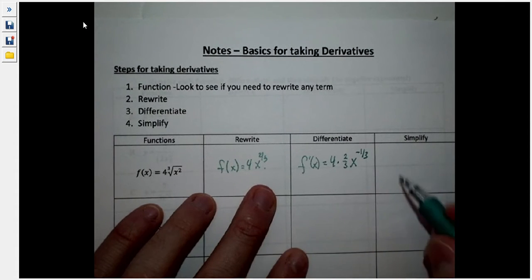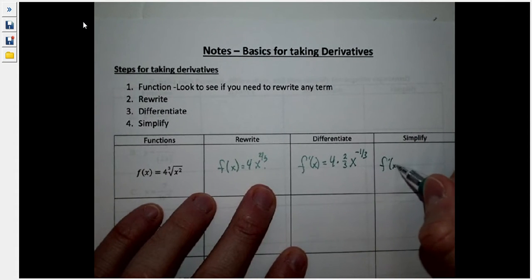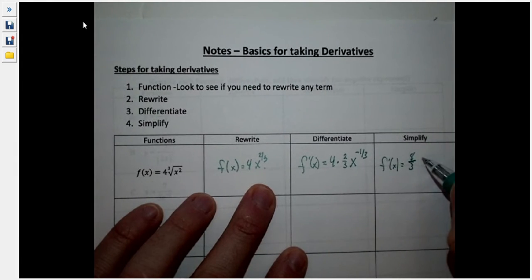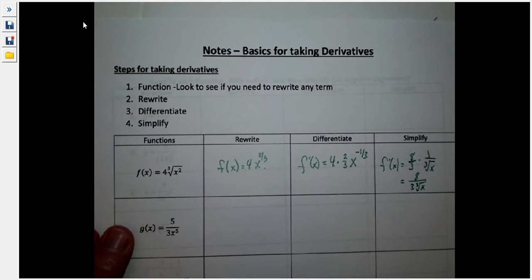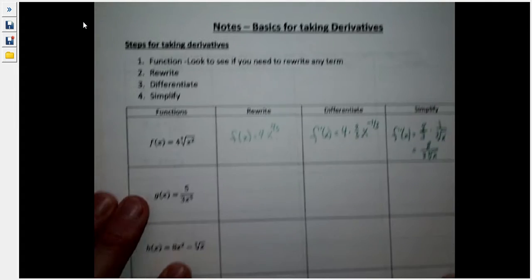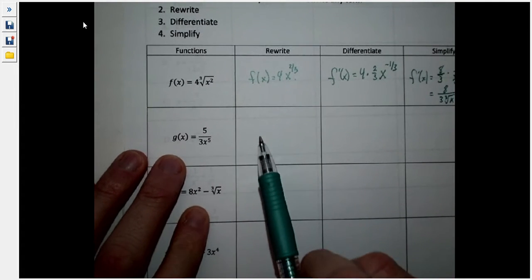Now we simplify. So f prime of x equals 4 times 2/3 is 8/3, and x to the negative 1/3. The negative moves to the bottom. The 1/3 is its root power, so it's the cube root of x. And if you want to, you can write it as 8/3 cube root x. And that's fully simplified.